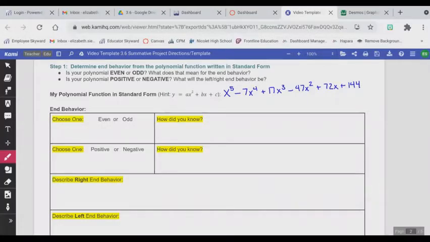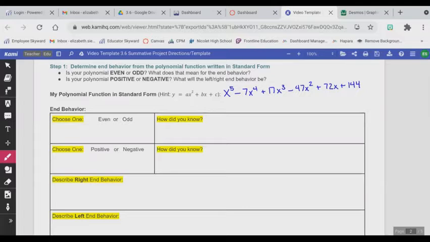This is Miss List. I'm just going to go over another level 2 problem so that you have another example if you need any help or something to kind of guide you as you go through your summative project problem.